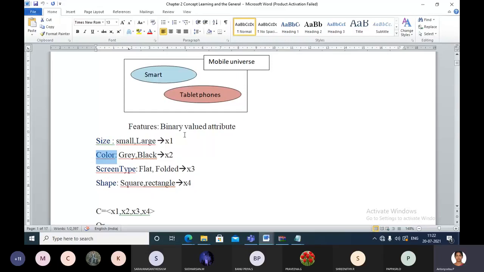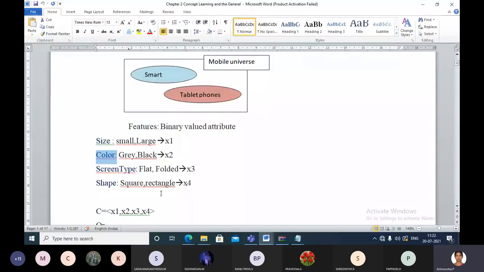Okay, so smartphone and tablet are said to be the concepts, and these concepts possess some attributes like size, color, screen type, shape. Their values are: for size it is small, large; color it is gray, black; screen type it is flat, folded; and shape it is square, rectangle. Okay, and now these are all binary valued attributes, right?